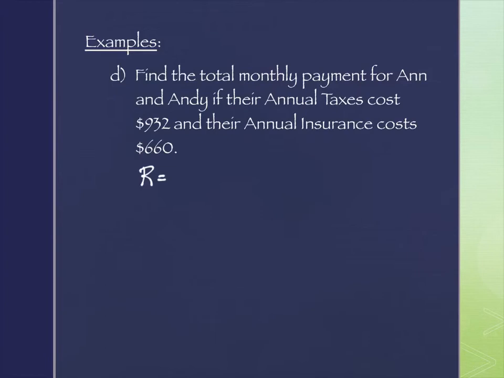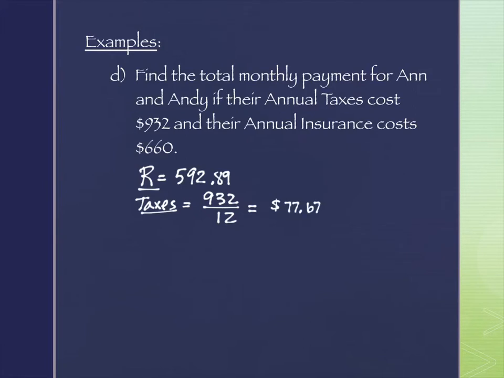The regular monthly payment was $592.89. What about their taxes? We want to know their monthly taxes. Well, their yearly taxes is, what is it, $932? How would I find their monthly taxes? Divide that by 12. Do that for us. $77.67. It's not too bad.